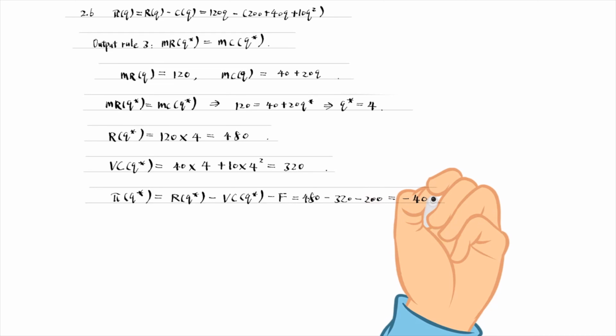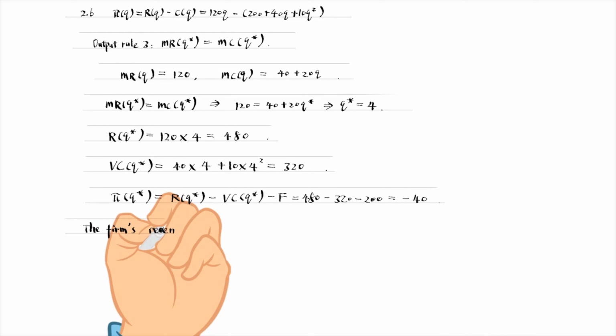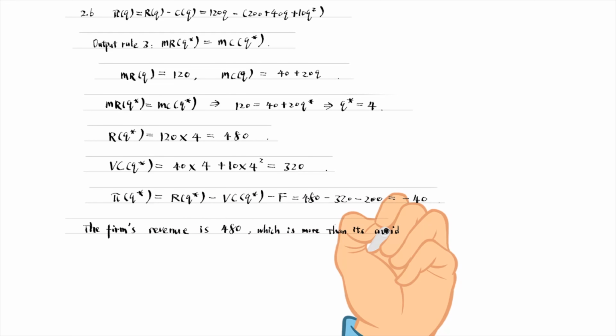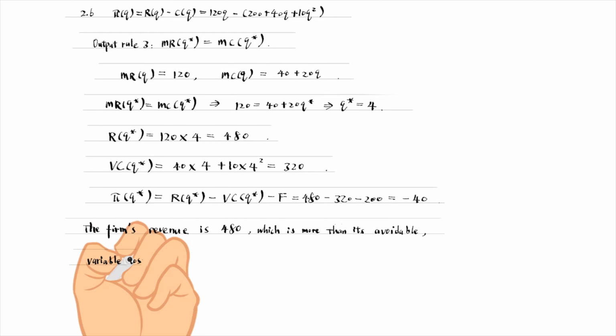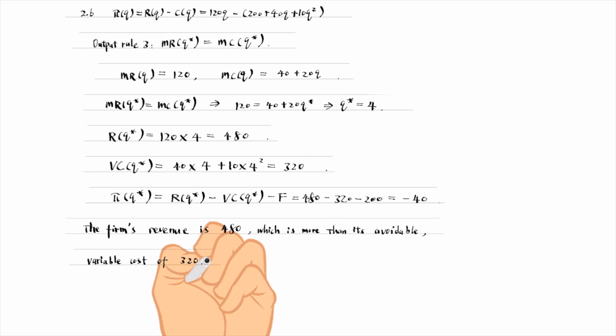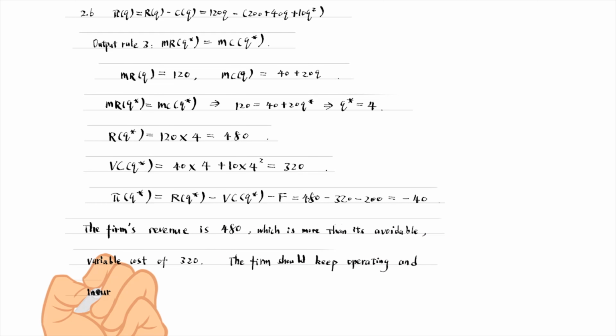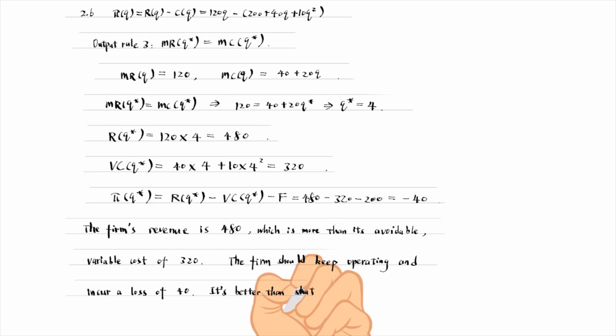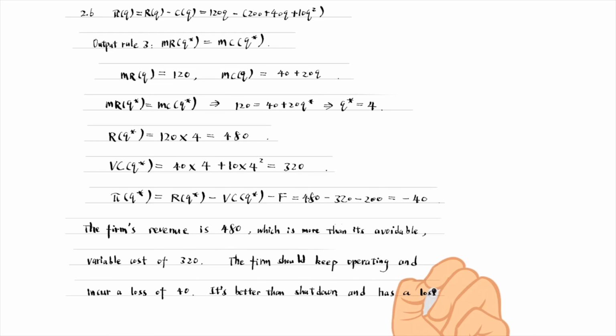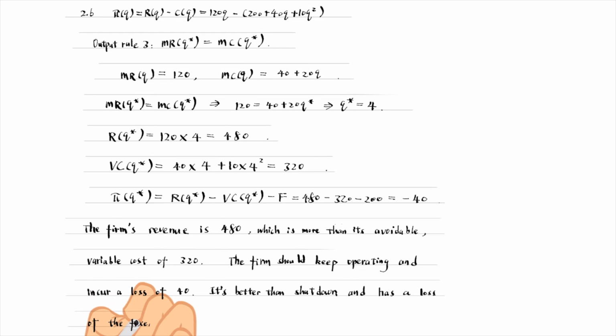The firm suffers a loss, but it should operate in the short run because its revenue is 480, which is more than the avoidable variable cost of 320. The firm should keep operating and incur a loss of 40. It's better than shut down and has a loss of the fixed cost of 200.